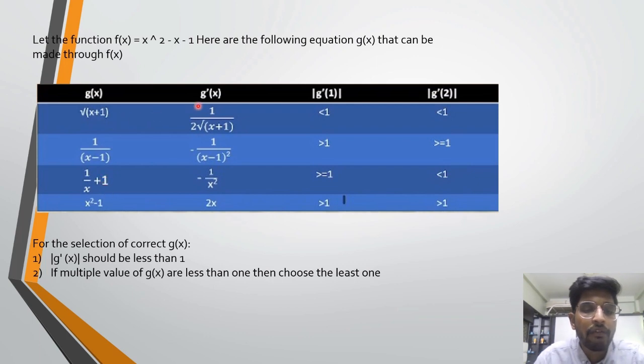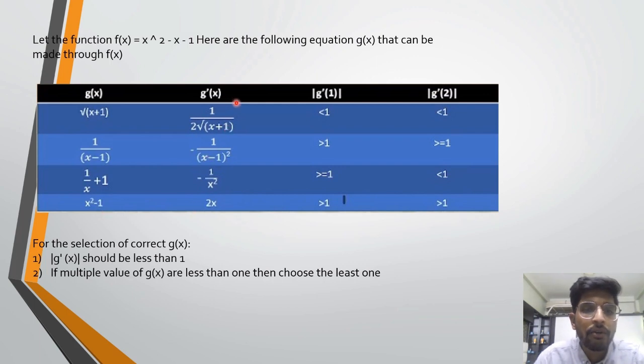Then we calculate g dash x, that is the differentiation of g(x). The differentiation of under root x plus 1 would be 1 by 2 root x, that is 1 upon 2 under root x plus 1. The differentiation of 1 upon x minus 1 would be minus 1 upon x minus 1 whole square. The differentiation of 1 upon x plus 1 would be minus 1 upon x square, and the differentiation of x square minus 1 is 2x.